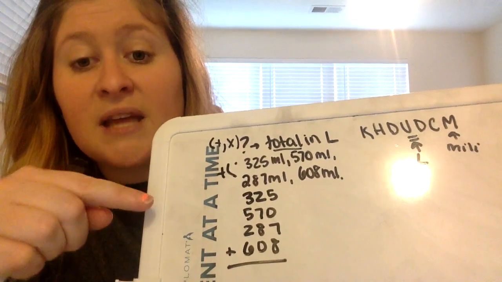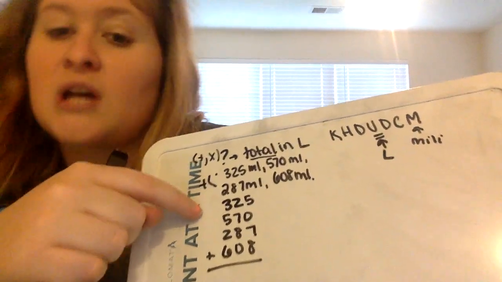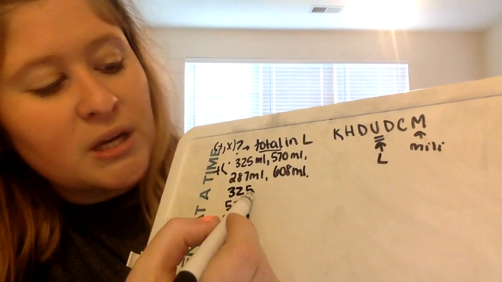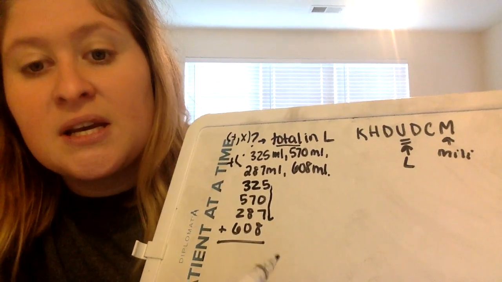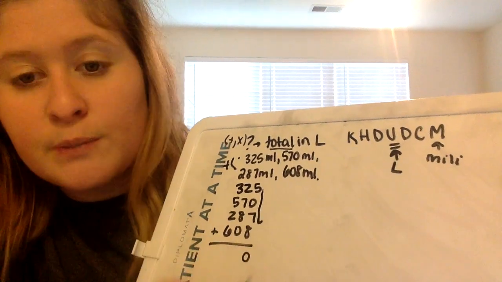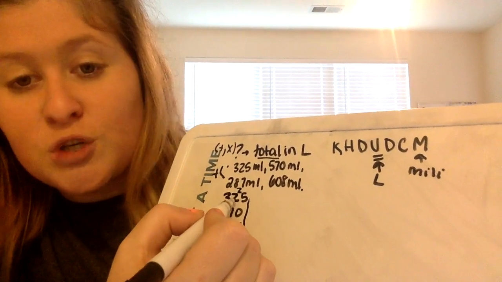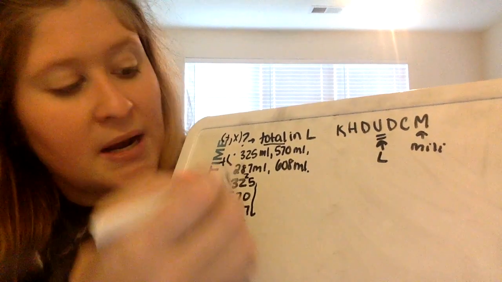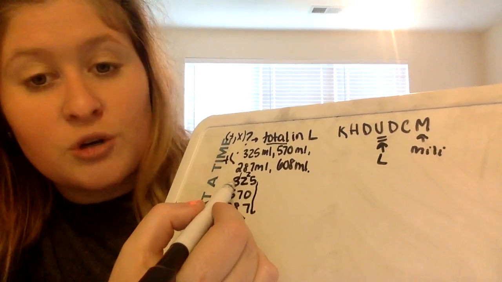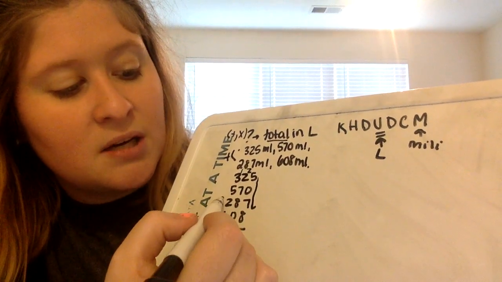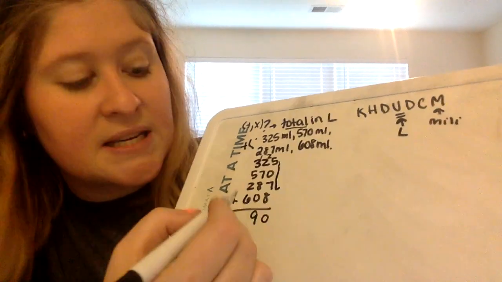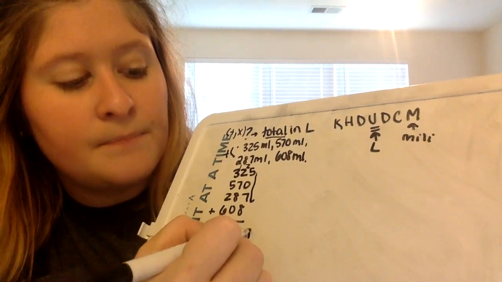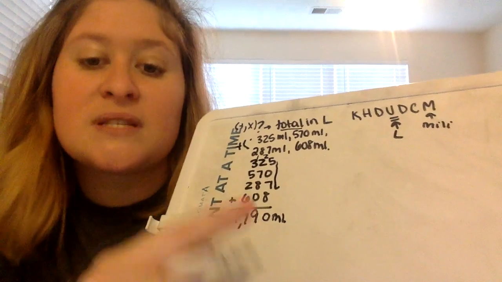If you cannot successfully add more than 2 numbers at a time, then please do not try to add these 4 numbers all at one time. You need to do whatever works for you. So if I'm looking at this, I'm going to do 5 plus 7 is 12, plus 8 is 20, so put my 0, carry my 2. 2 plus 2 is 4, plus 7 is 11, plus 8 is 19, so I'm going to put my 9, carry my 1. 1 plus 3 is 4, plus 5 is 9, plus 2 is 11, plus 6 is 17. So far we know it took 1,790 milliliters of water. So that was step 1, done.